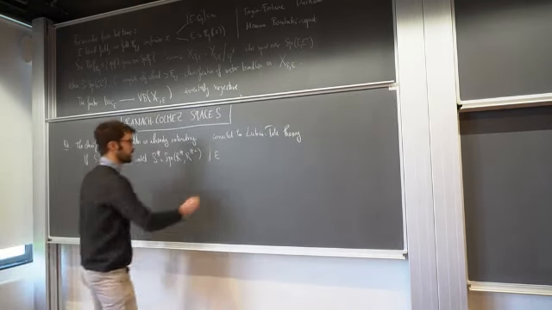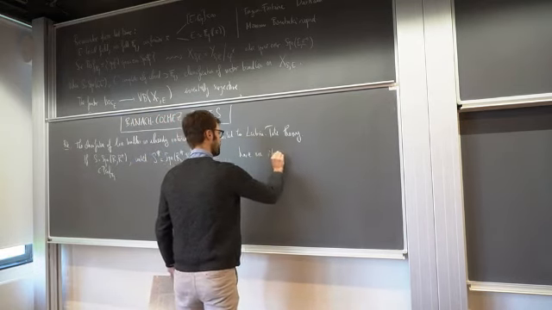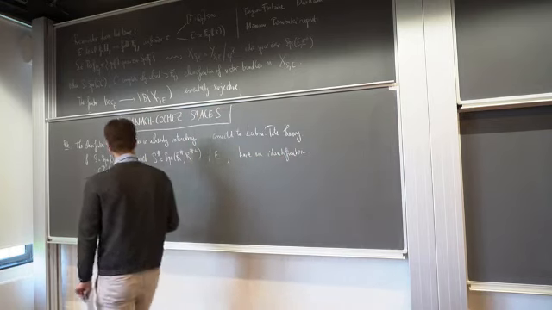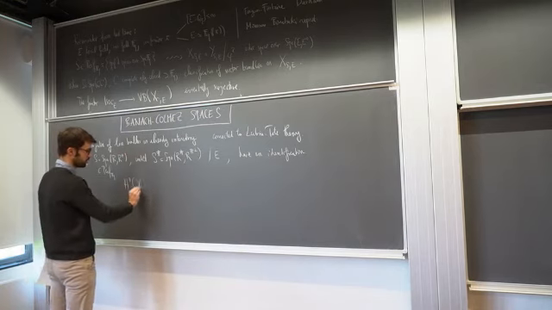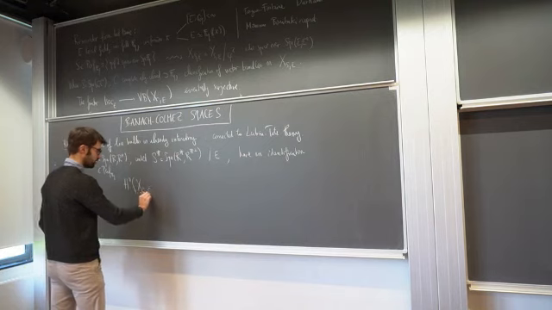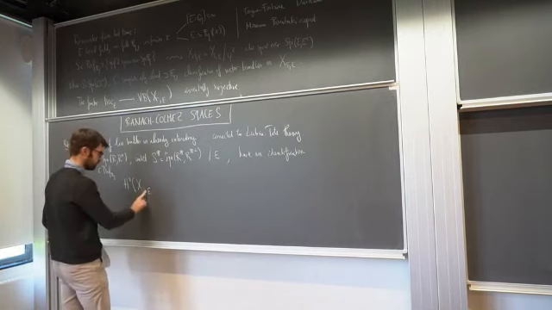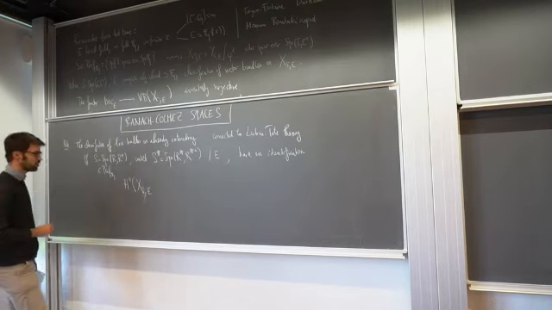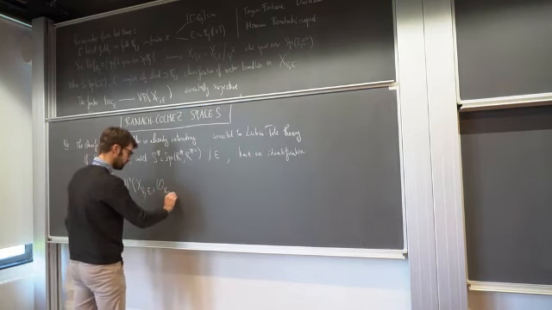There is an identification between the space of global sections, let's say, on the Fargues-Scholze curve for any affinoid perfectoid space S of this line bundle O(1).